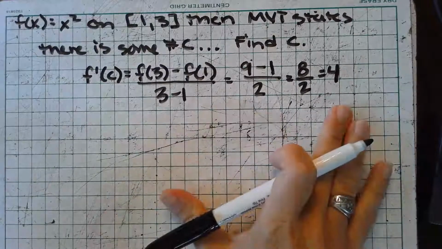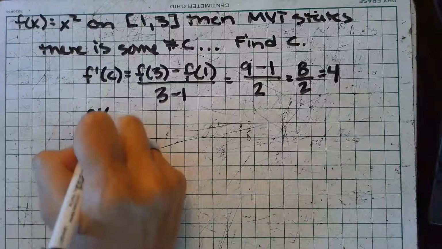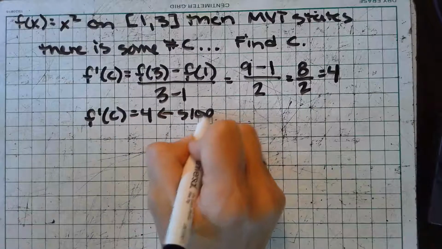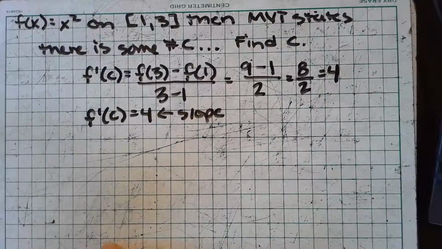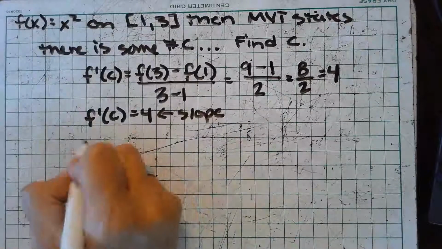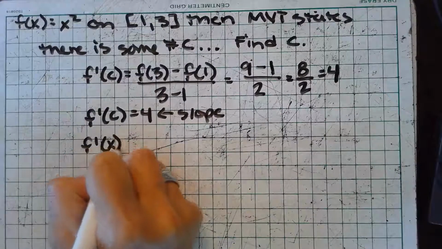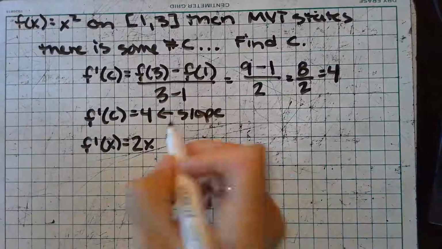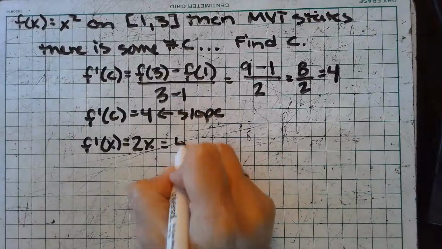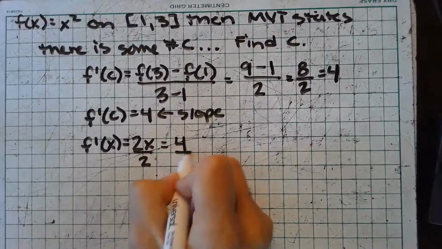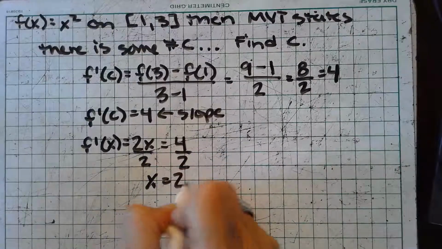Now, that's not our c value. This is what f prime of c is. This is the slope. Okay? So to find c, well, think about it. Slope is the derivative. Let's find f prime of x. All right, it's 2x. And we want to know when is f prime of x equal to the slope of 4. So I divide by 2, and I get x equals 2.